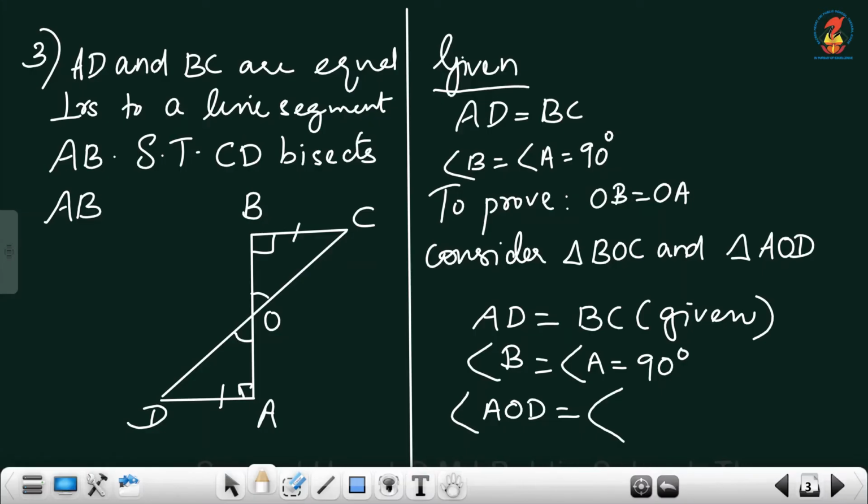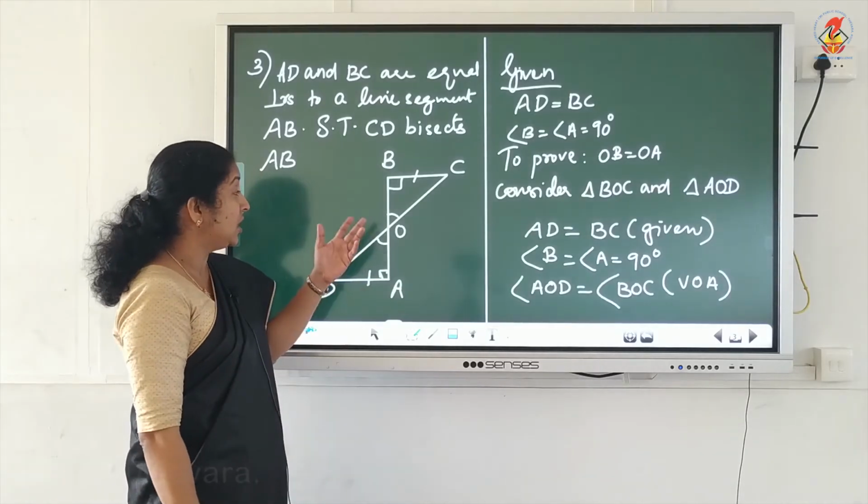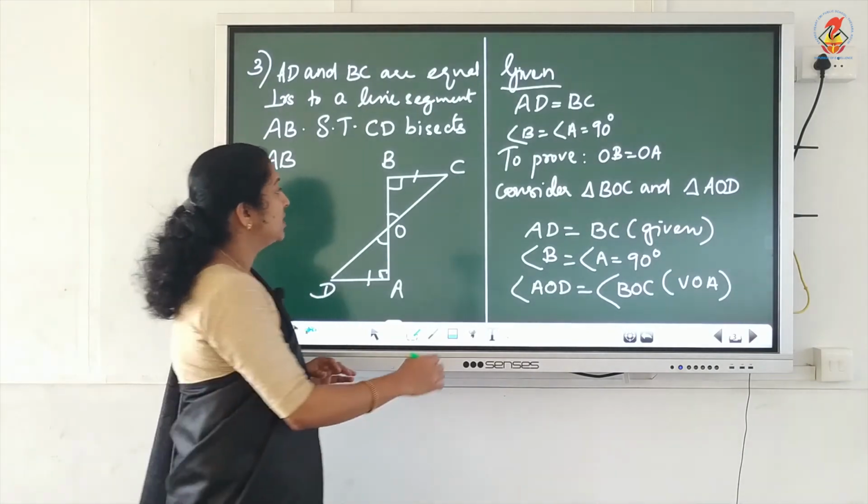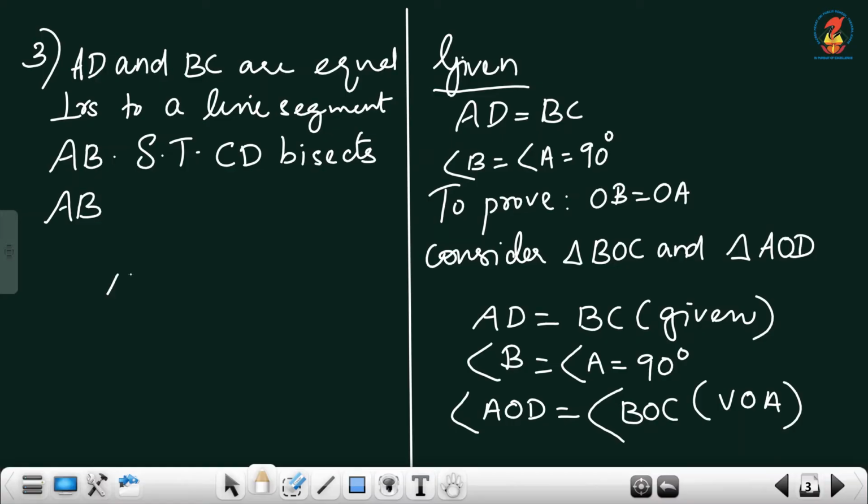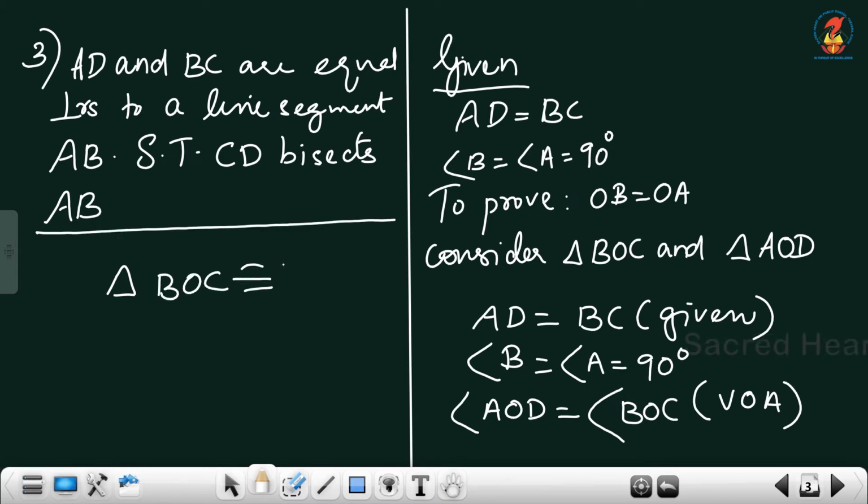Angle AOD is equal to angle BOC, vertically opposite angles. So we can use AAS criterion. It does not include its side. So what we can say is triangle BOC is congruent to triangle AOD using AAS criterion.